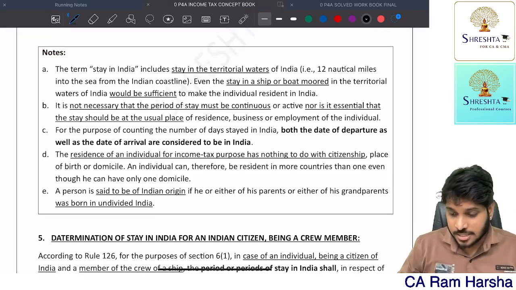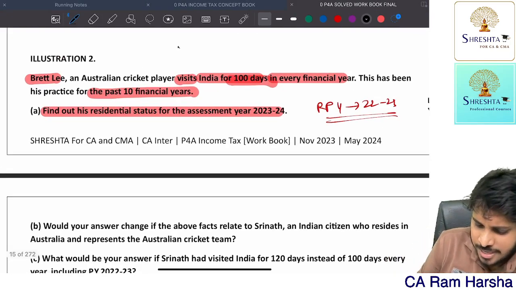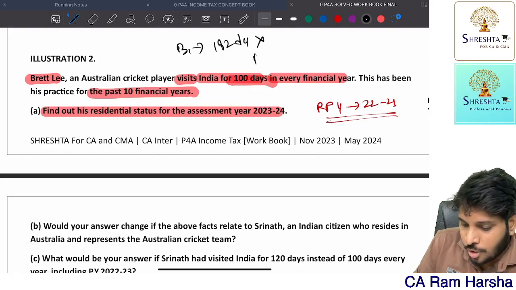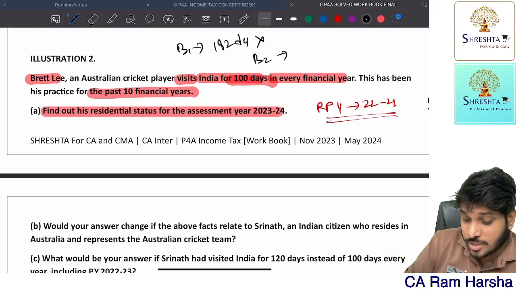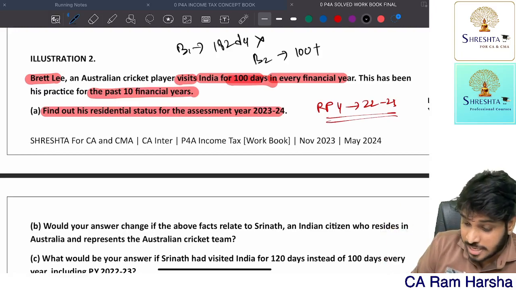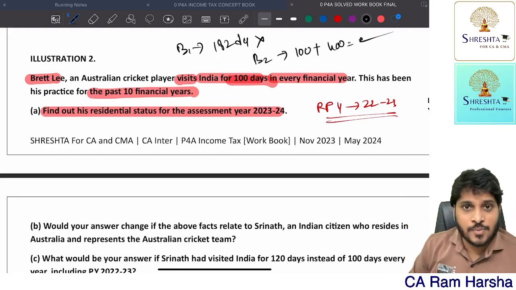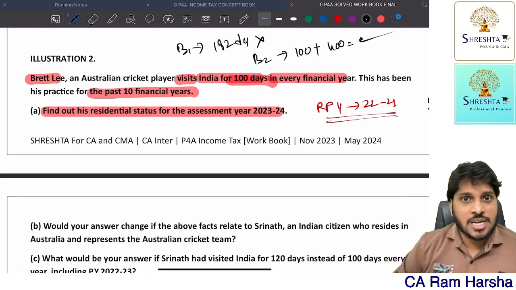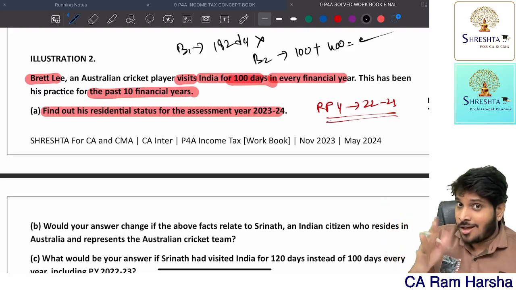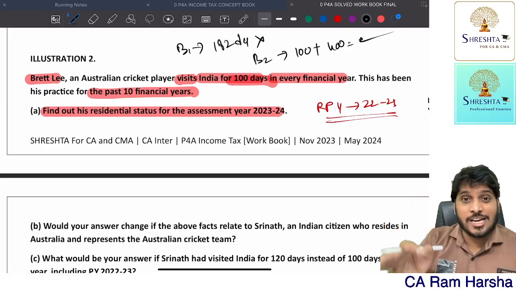See, right now we are discussing the answer presentation. Let us basically calculate. How many days did he stay? Basic condition 1. Let us calculate roughly. Did he stay for 180 days in the current year? No. Basic condition 2. Did he stay for more than 60 days? 100. Did he stay in the past 4 years more than 365? Yes. Past 4 years, every year 100, so 400. So basic condition 2 is satisfied. He is a resident. Now, the additional condition: 730 days in the past 7 years. Only 700 days. So not satisfied. So he is just a resident but not ordinarily resident.